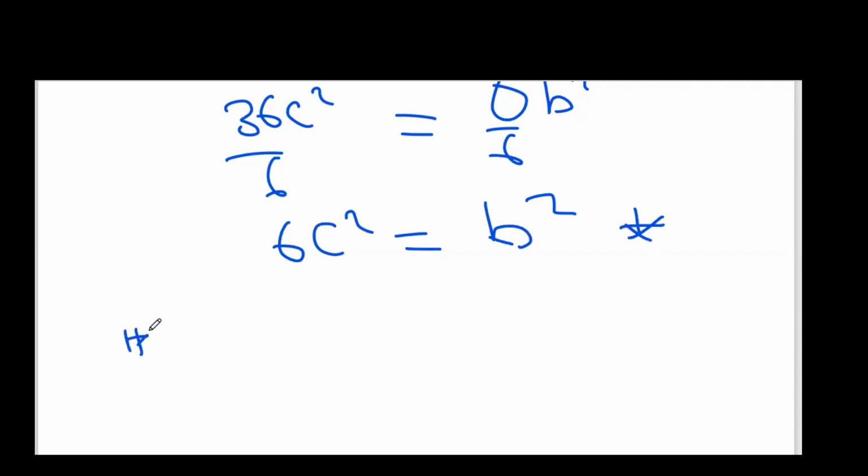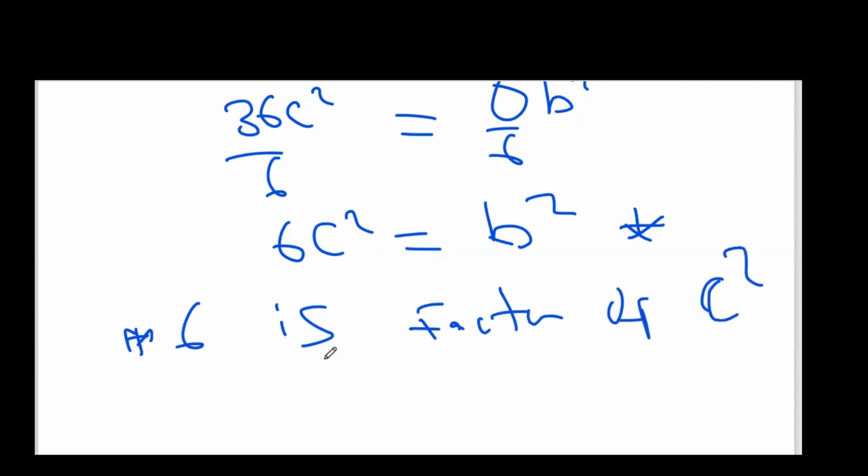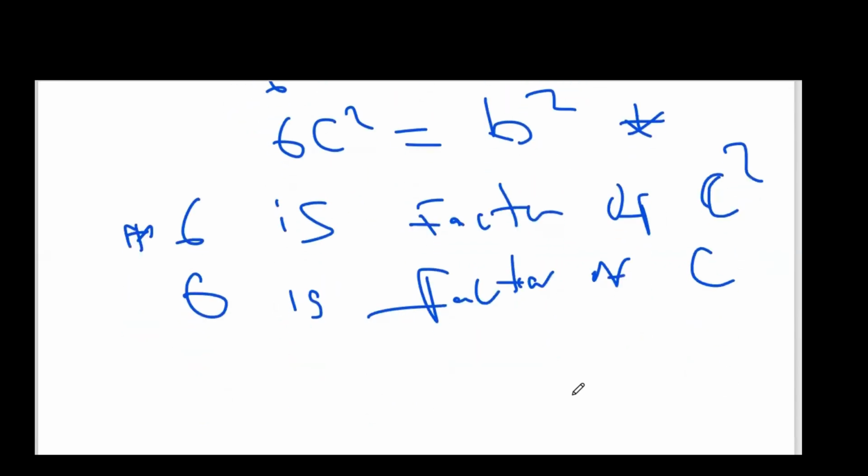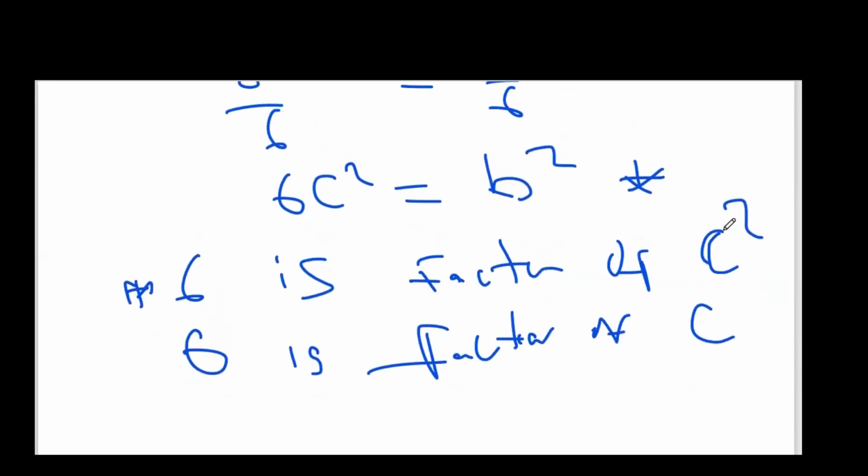So this means that 6 is a factor of the c squared, right? So if it's a factor of the c squared, we also know that 6 is a factor of the c. Okay, why was I writing c here? I'm supposed to write b here. So 6 is a factor of b squared because I'm multiplying 6 by c squared to get this b squared, right? It also means that 6 is a factor of b.